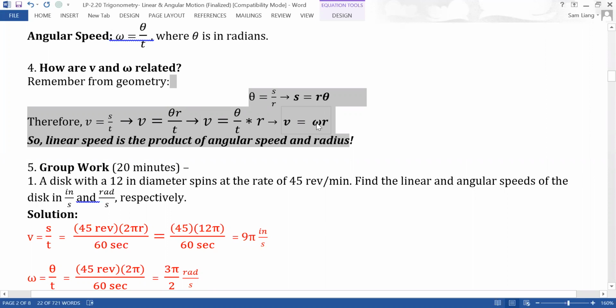This formula is going to come up a lot. It's pretty handy. If you're given an angular speed, you can use that to solve for linear speed. If you're given linear speed, you can use that to solve for angular speed.